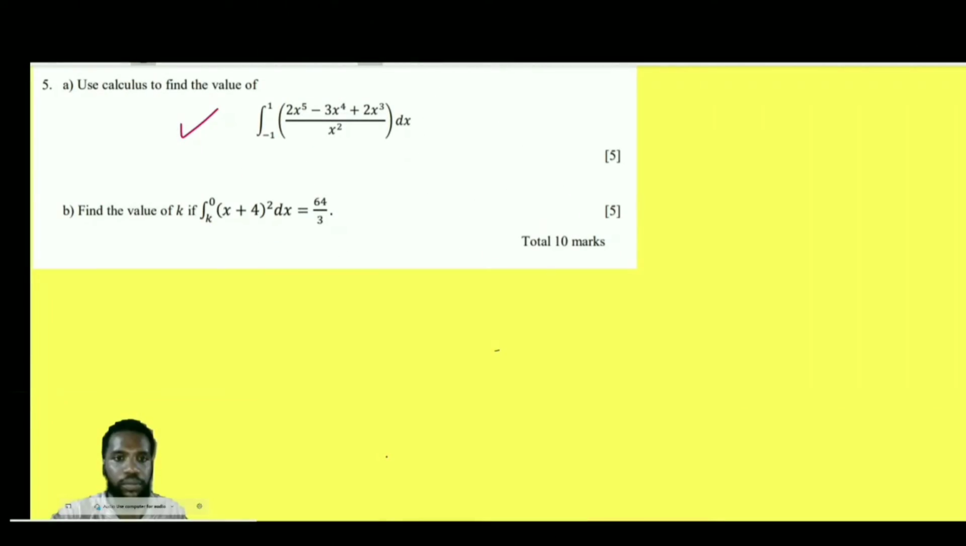Alright, you can go ahead and look. Alright, to move into question B. It says the integral of x plus 4 all squared between k and 0 is equal to 64/3. Still also a definite integral, but I simply need to find k. So I do exactly what it tells me to do. I have the integral of x plus 4 all squared between k and 0 dx. Don't forget the dx. Now it is equal to 64/3.